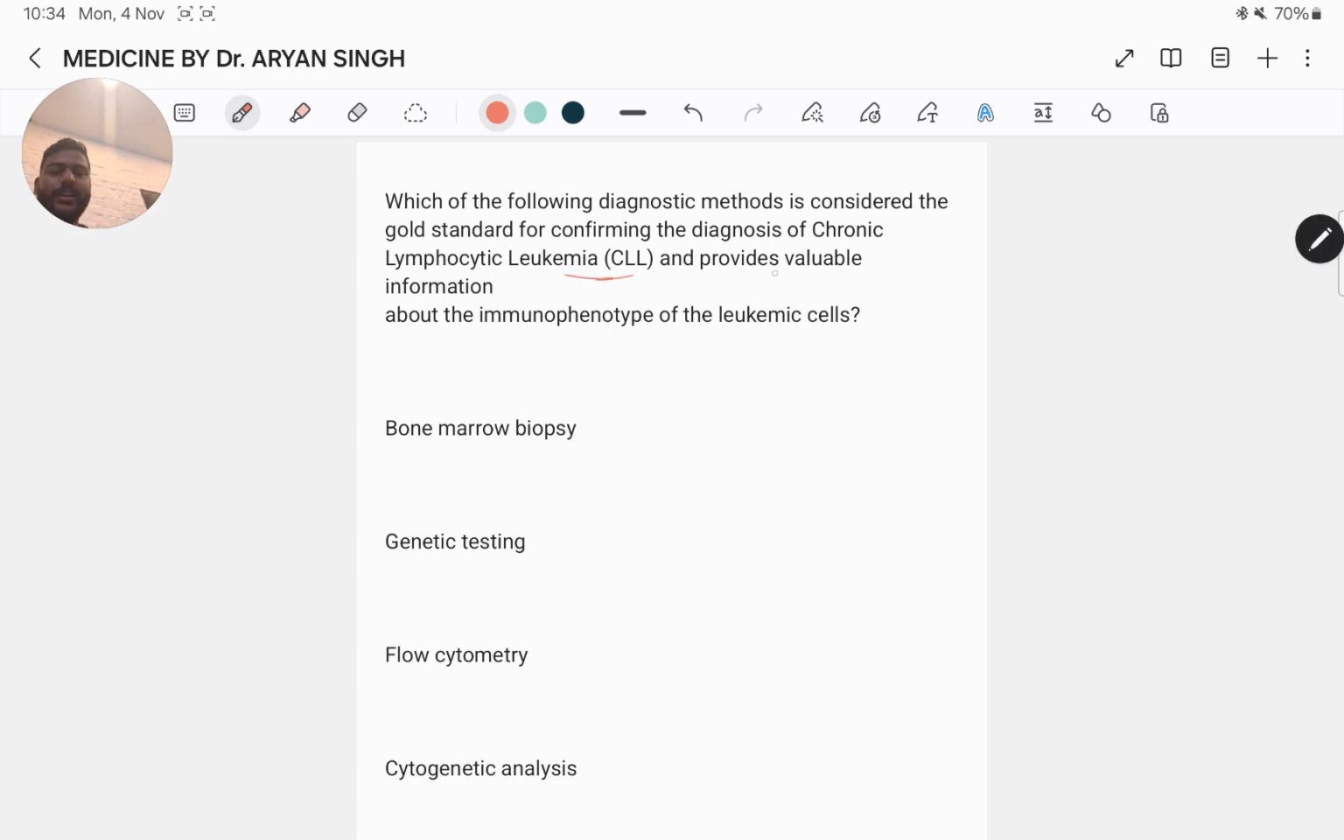Next question. Which of the following diagnostic methods is considered the gold standard for confirming the diagnosis of chronic lymphocytic leukemia and provides valuable information about the immunophenotype of the leukemic cells? The best answer is flow cytometry, because it is considered the gold standard for diagnosis of CLL. It allows identification and characterization of leukemic cells based on the immunophenotype. By analyzing the expression of specific surface markers, flow cytometry can differentiate CLL cells, normal lymphocytes, and other lymphoproliferative disorders, providing important information for diagnosis and classification.